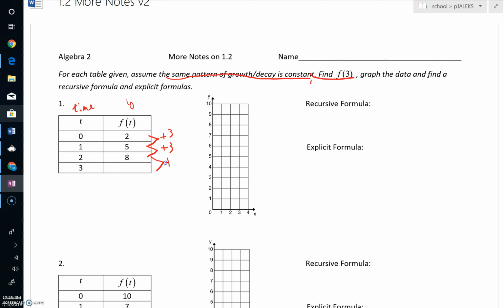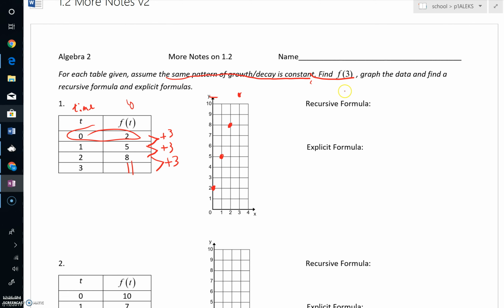You would say, well, if this pattern of growth were to continue, I'd add a 3 one more time, and we'd be up to 11. So 0, 2, that's what this really is saying. That's the point 0, 2. 1, 5, we'll go 1 to the right, go up 5. 2, 8, we'll go 2 to the right, we'll go up 8. 3 to the right, well, might have to extend that just a little bit, but there you have it. That's going to be your graph.